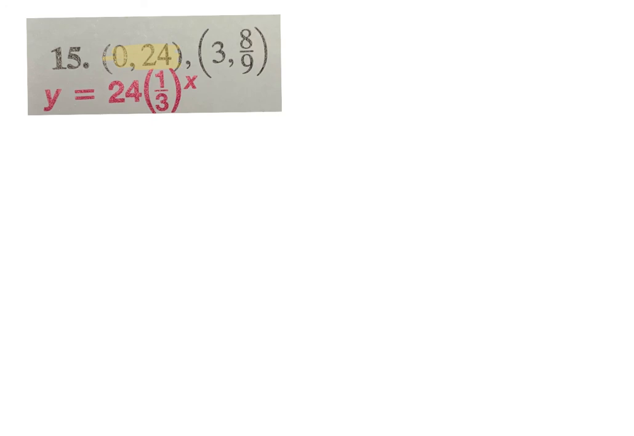So if you remember that it is in the form y equals a b to the x, and a is your initial condition, then you already know what a is. So we already know that we're going to have y equals 24, b to the x. Just figuring out what b is. And so then we're going to use our x and y that they gave us.